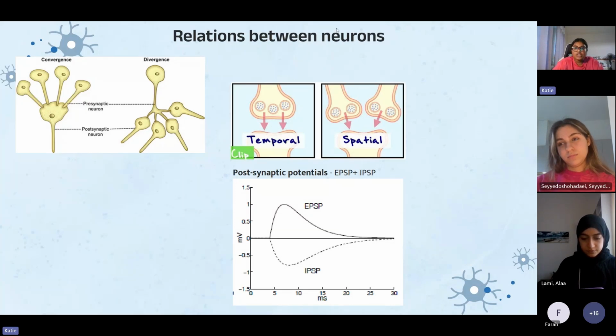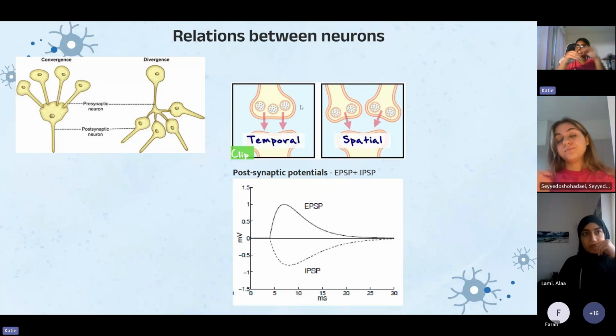You have temporal summation and spatial summation. Temporal summation means that within a certain frame of time, there are more vesicles and more neurotransmitters sent to the postsynaptic membrane. This gives an increased stimulus overall on the postsynaptic membrane. It's called temporal because within a certain frame of time, more transmission is taking place. Spatial, however, is when there are more presynaptic membranes.